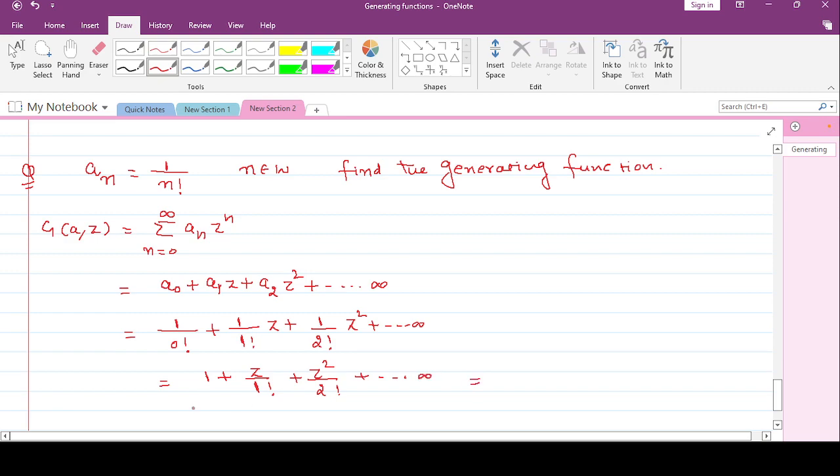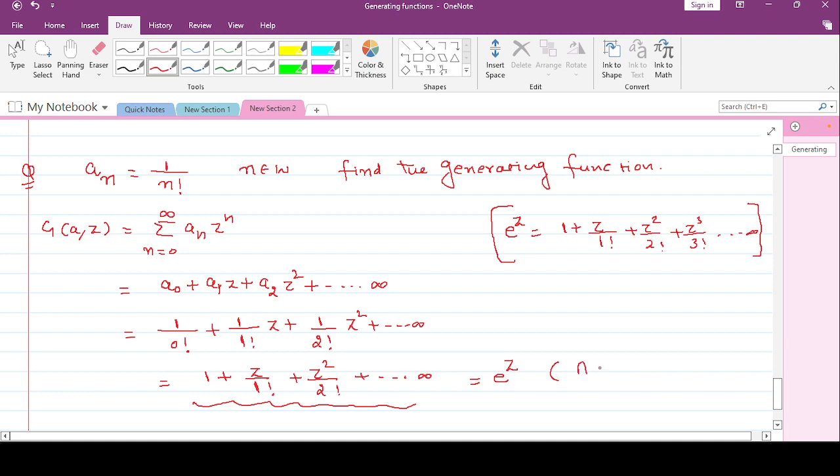Okay, but you see that this is the expansion of e raised to the power z. Why? Because e raised to the power z is equal to 1 plus z by factorial 1 plus z square by factorial 2 plus z cube by factorial 3. Okay, so this is the expansion of e raised to the power z. So it is very important.